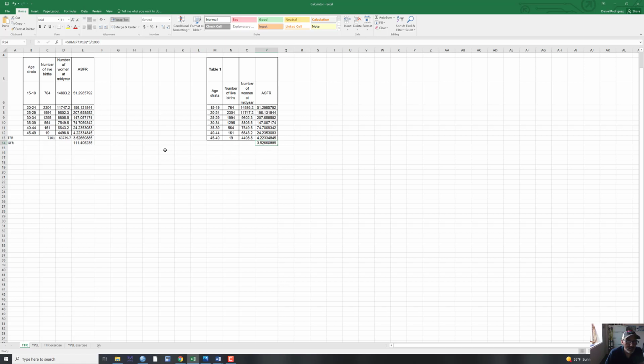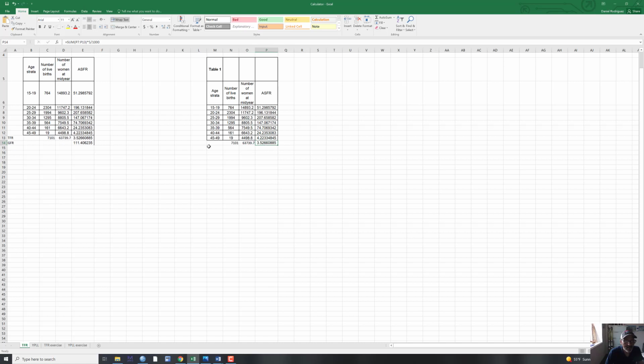By the way, the general fertility rate, just the fertility rate itself, is just the number of live births across women of reproductive age divided by the total number of women through the reproductive ages. And in this case, I can just get the number of live births by summing across these, hitting enter. So that's the number of live births. And then the number of women of reproductive age, do the auto sum and hit enter.